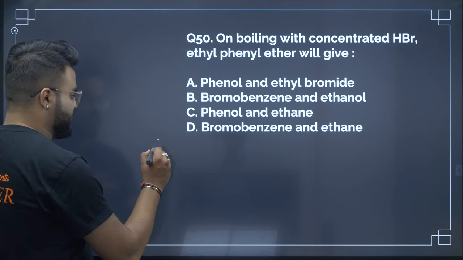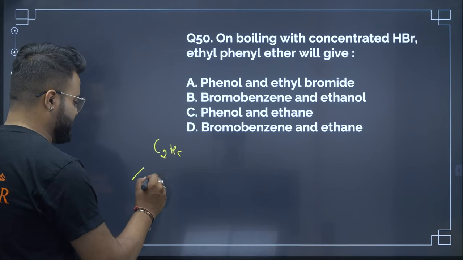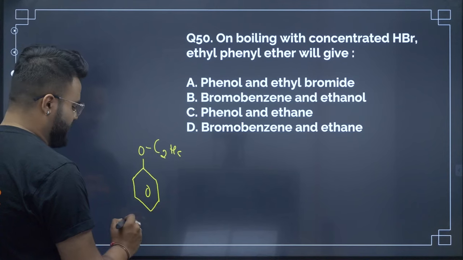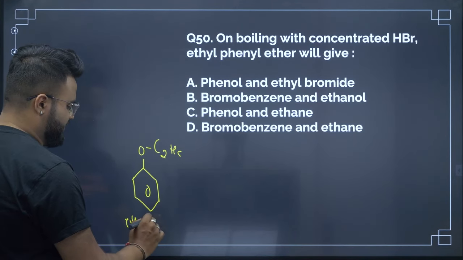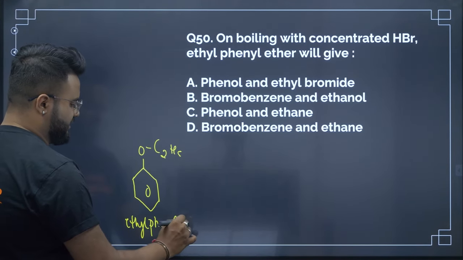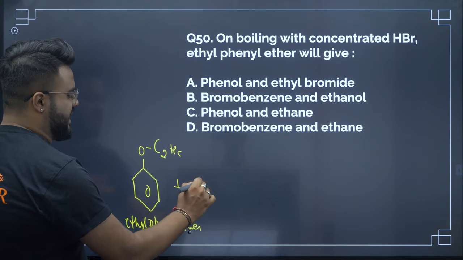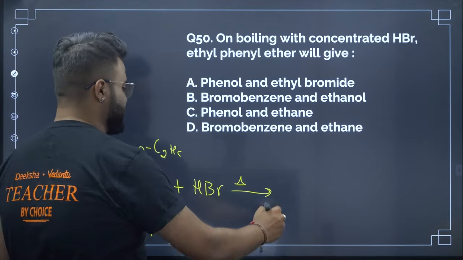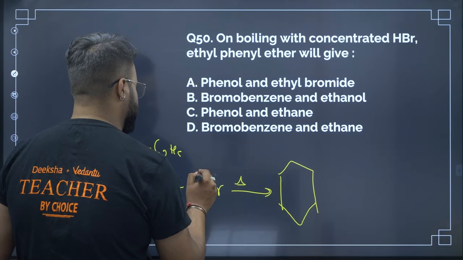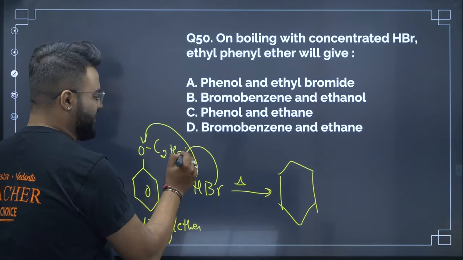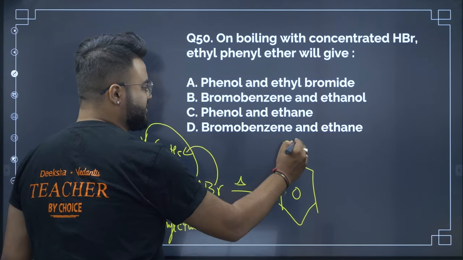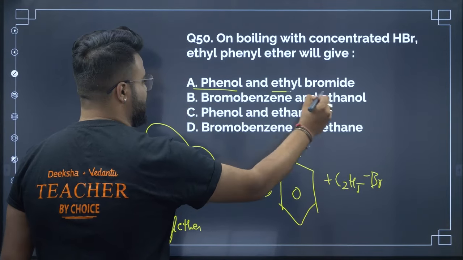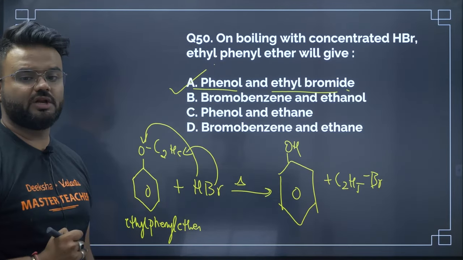Now see here, ethyl C2H5, next it is phenyl and ether. So this is ethyl phenyl ether. When ethyl phenyl ether is reacted with hydrogen bromide at the highest boiling point, what does it give? This OH will be given and Br will react with this. So what does it form? It forms phenol plus C2H5Br. Therefore, phenol and ethyl bromide. Therefore, option A will be your correct answer.